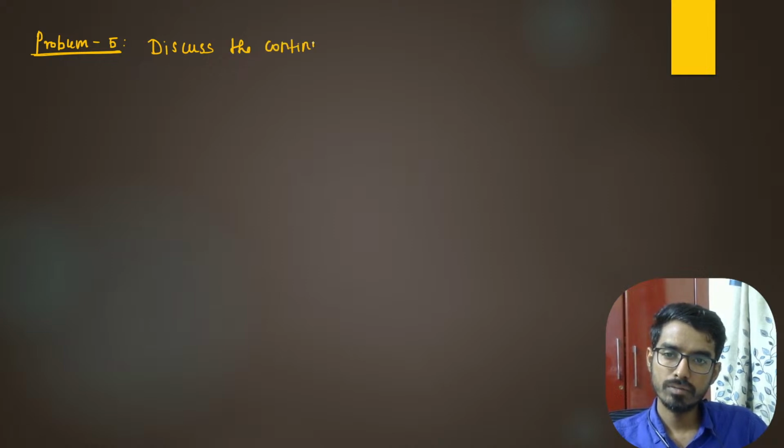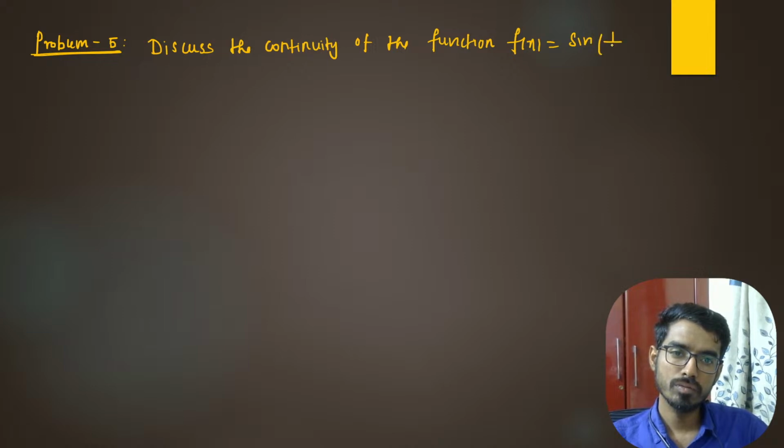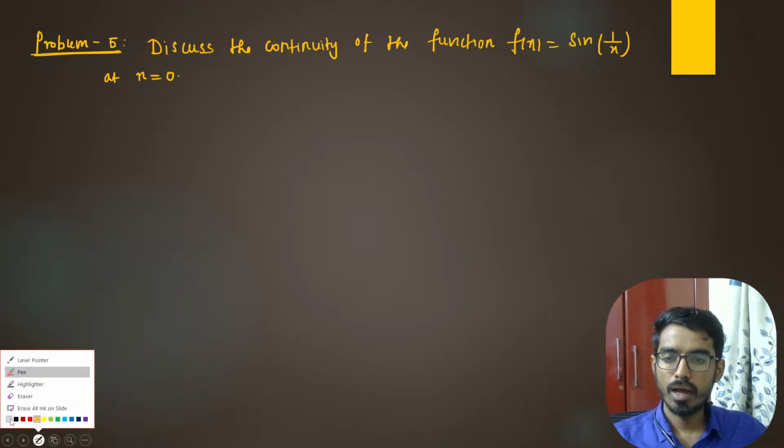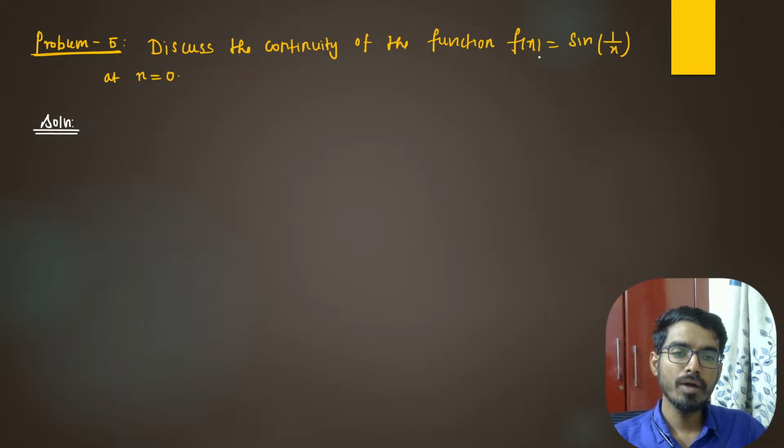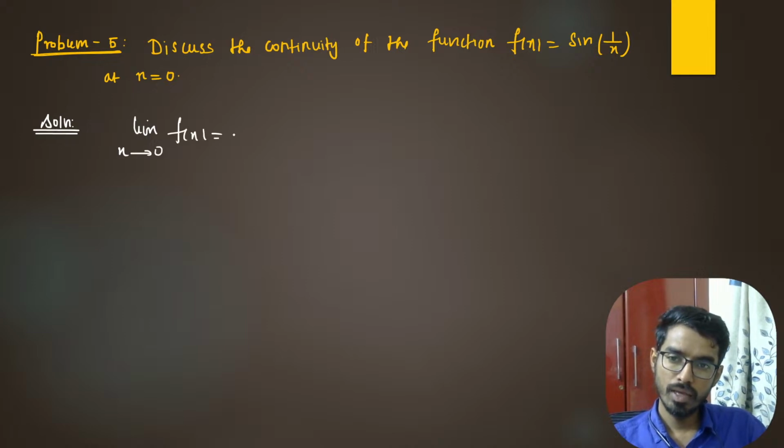Discuss the continuity of the function f of x is equal to sine 1 by x at x is equal to 0. Very, very important idea. At x is equal to 0, we're going to analyze the continuity for this function sine 1 by x. First, we'll find limit x tending to 0 f of x. So limit x tending to 0 sine 1 by x.